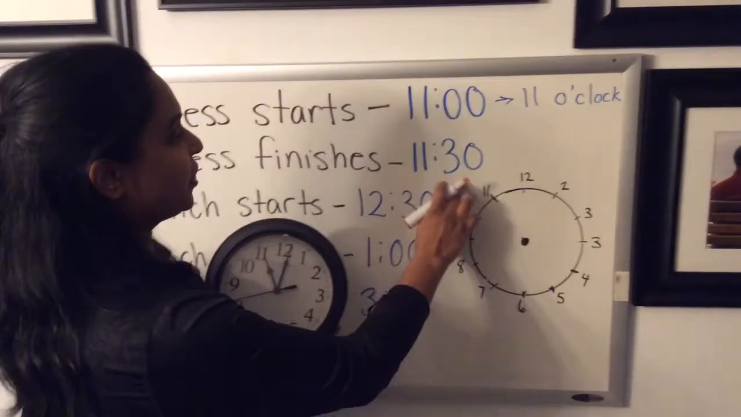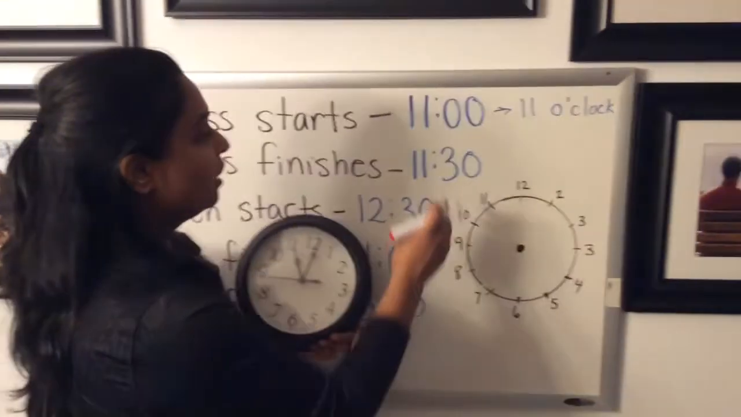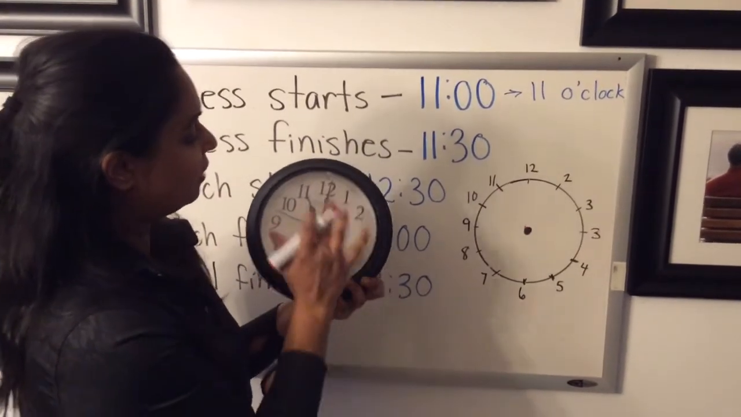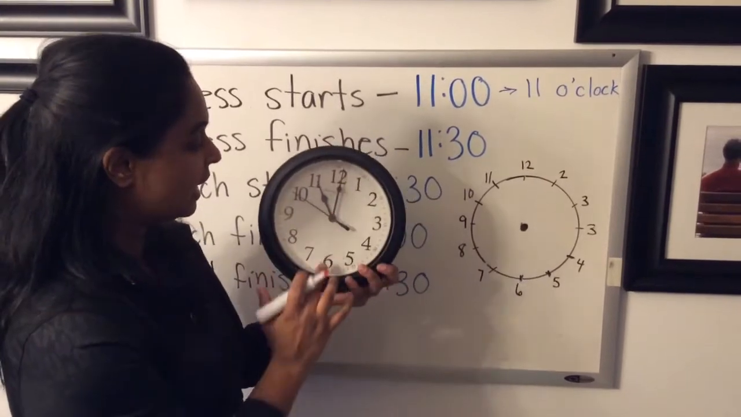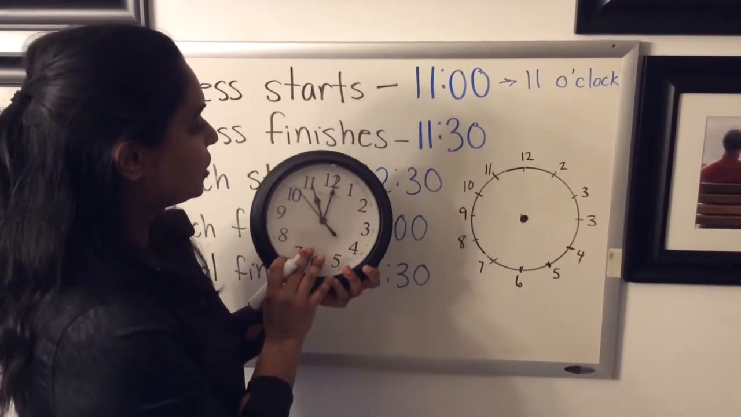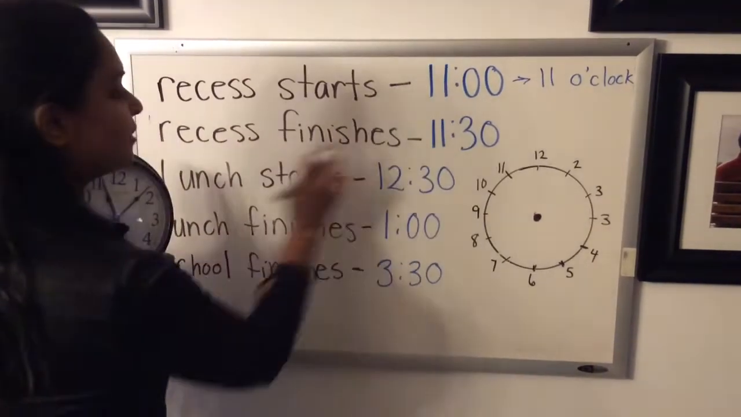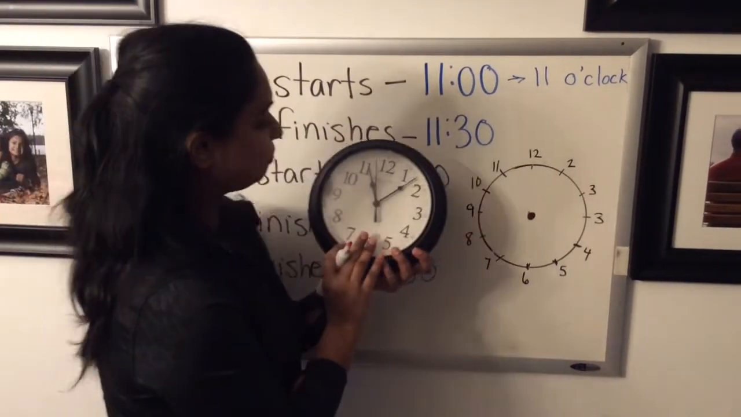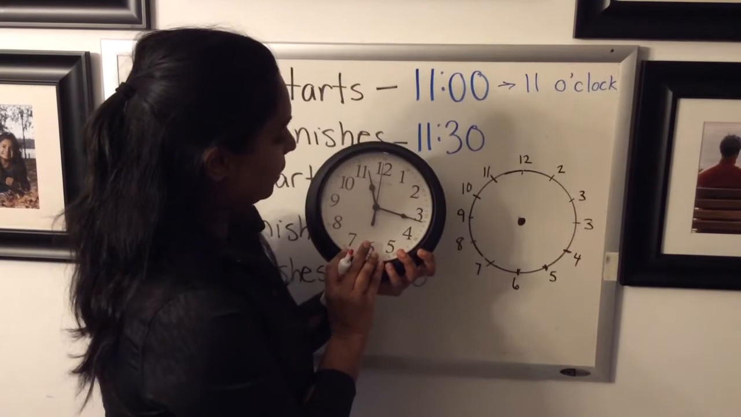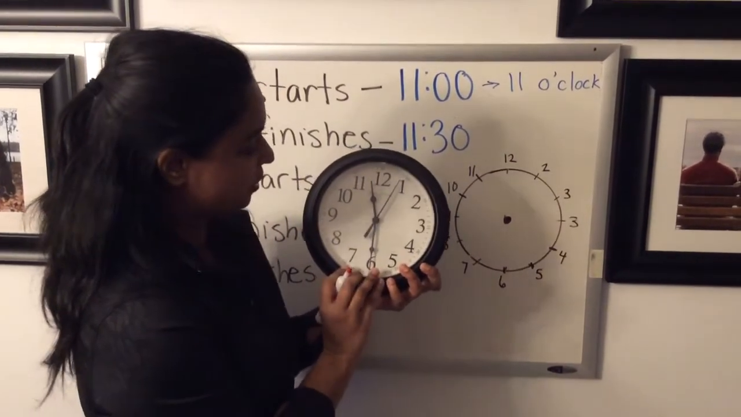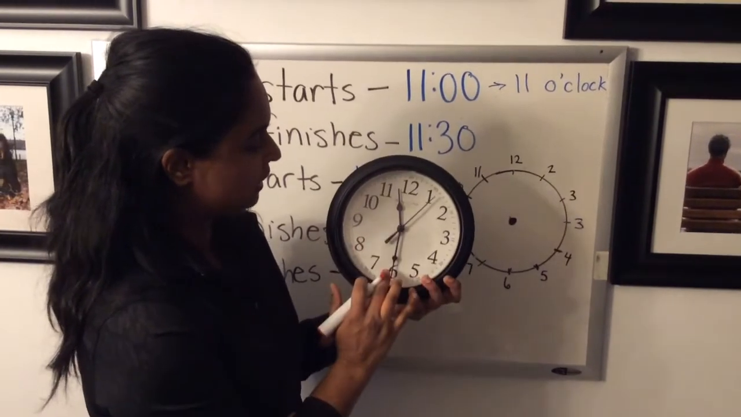So 11:30, I'll give you a hint. It's o'clock if the long hand is at the 12. It's 30 if the long hand is on the 6. So I'm going to go ahead and put 11:30 on the clock. That's the time that recess finishes, 11:30. So 11:30 on the clock looks like this. Long hand is at the 30-minute mark, which is straight down at the 6.